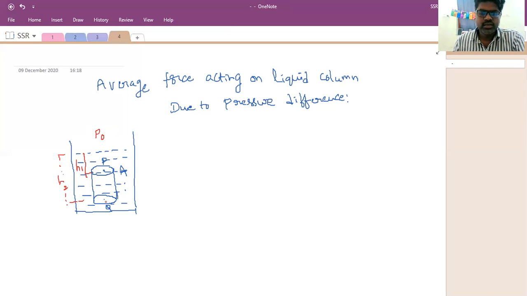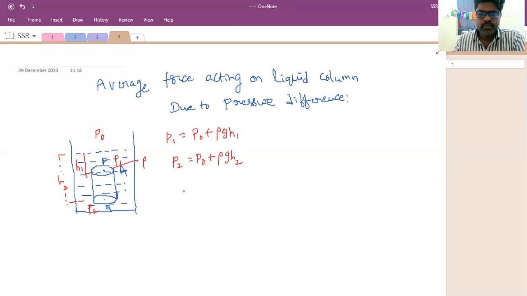Because of this pressure difference, there is an average force acting on this liquid column. What is that average force? The bottommost point is at pressure P2, and the uppermost point is at pressure P1. Because of the depth difference, P1 is equal to P0 plus rho G H1, where H1 is the depth and rho is the density of the liquid. P2 is equal to P0 plus rho G H2.